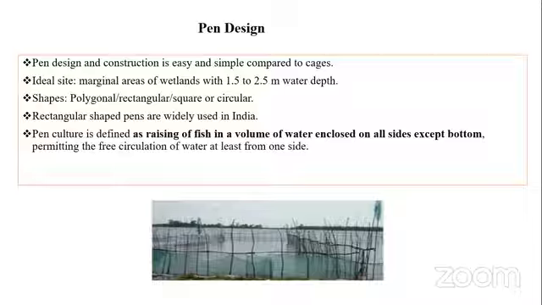So here in pen culture, design and construction is easy and very simple. The ideal site for a pen is in wetland areas with 1.5 to 2.5 meter water depth. Shapes are variable: polygonal, rectangular, square, or circular, depending upon the kind of terrain you get in the water body. Rectangular shaped pens are widely used in India. It is defined as raising of fish in a volume of water enclosed from all the sides except the bottom.